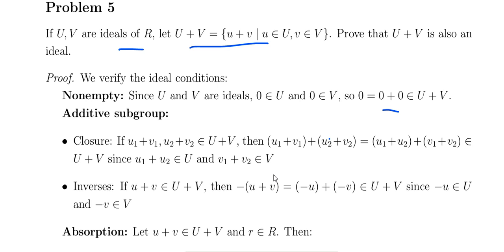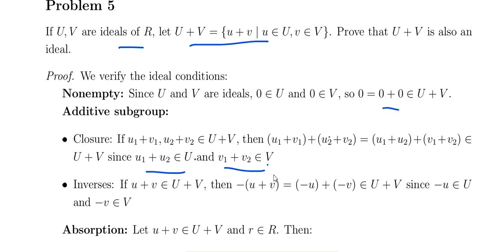To prove the additive subgroup, take two elements u1 plus v1 and u2 plus v2. When you add them, for the closure property, obviously (u1 plus u2) plus (v1 plus v2) belongs to U plus V, because this belongs to U and this belongs to V, since U and V are ideals. For the additive inverse, the negative of something, minus u minus v, both belong to the sets.